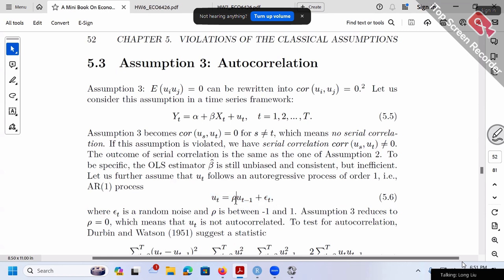Of course, the opposite is that rho is non-zero. For example, suppose rho is 0.5. It means last year's value multiplied by 0.5 affects this year, right? Similarly, rho could be negative 0.5, so last year multiplied by negative 0.5 goes to this year. Those are the terminologies: if rho is positive, we call it positive autocorrelation. If rho is negative, it is a negative autocorrelation.